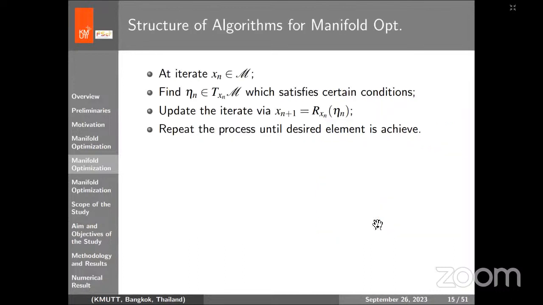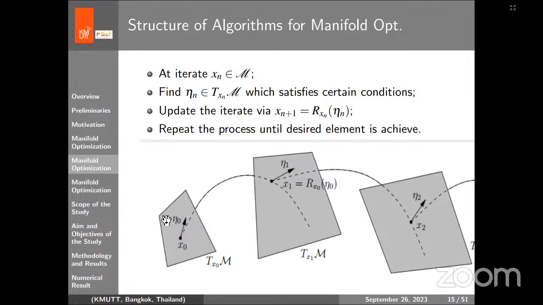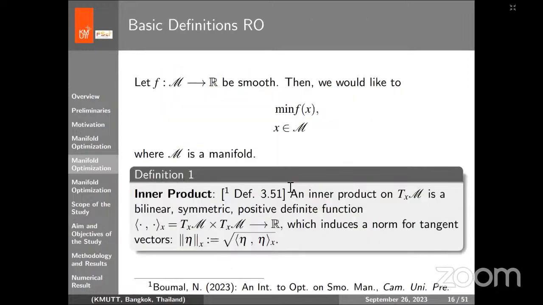The structure of algorithms in manifold optimization is normally that you have a point x_n on the manifold, you take a direction which is on the tangent space, not on the manifold, and you iterate this in order to update the points on the manifold until the required result, that is the minimizer, is achieved. This is the representation of this explanation, whereby you have x_0, you take a direction psi_0, which is not on the manifold, then you take it back to the manifold. The next thing is x_1, which is another point. You continue doing that until the required result is obtained.